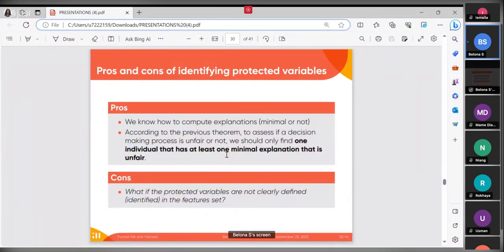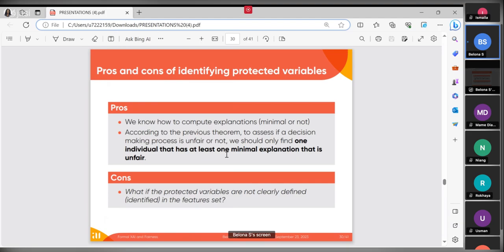And then what are the pros and cons of using protected variables to assess unfairness? The pro, the advantage, is that we know how to compute explanations, and because we know how to compute explanations, it's easy for us to check only on explanations. If the explanation exhibits the protected variable, it's easy for us to see that the model is fair or unfair.